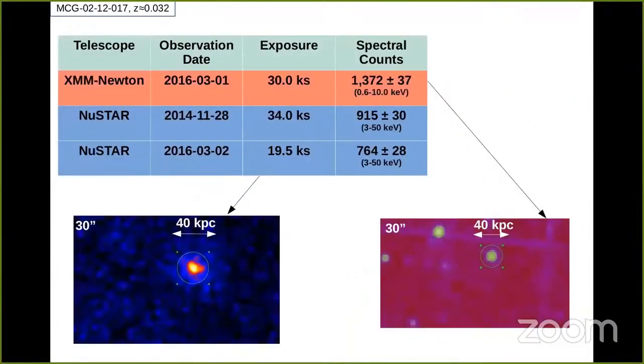For the next source, we have only an XMM-Newton observation in soft X-rays with excellent photon counts. Even for hard X-rays, combining the NuSTAR observation, we have around 1600 spectral counts.